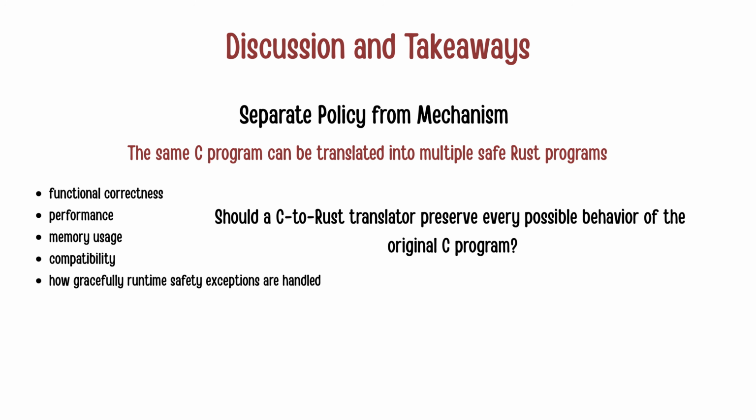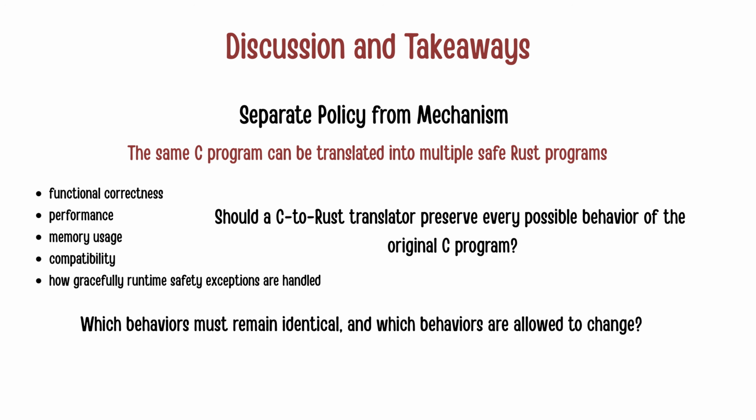In some situations, attempting perfect equivalence may even work against the purpose of migrating the code to Rust in the first place. So, before automatic translation begins, we may need to define which behaviors must remain identical and which behaviors are allowed to change. The same applies to choosing Rust data types and APIs. Each choice comes with different trade-offs.